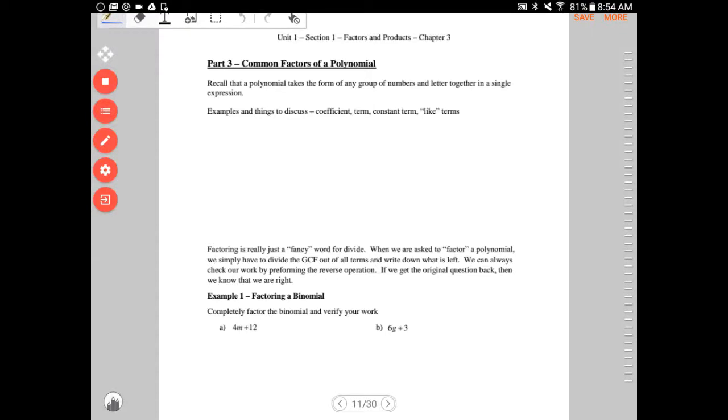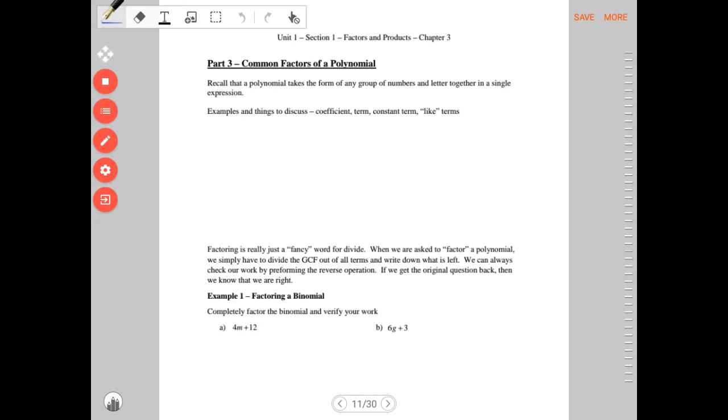Part 3, common factors of a polynomial. Recall that a polynomial takes the form of any group of numbers and letters together in a single expression. So let's look at some examples and discuss some terms like coefficient, constant term, and like terms. Okay, so let's start with this.